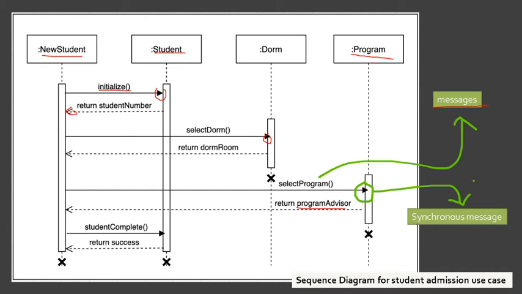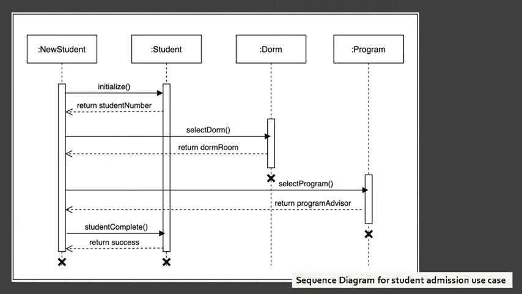I will explain asynchronous. If a message caller does not need to wait for the receiver to process the message and return before sending other messages to other objects within the system, the arrowhead used to show this type of message is a line arrow, this one. This type of messaging is called asynchronous. Take note of that. Again, just like I said earlier, if an object sends a message to another object and there is a response, that's what we call a synchronous message. If there is no response, or it's not necessary, that means it's asynchronous.